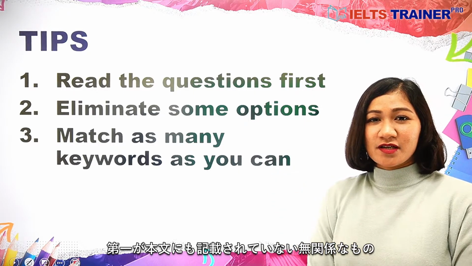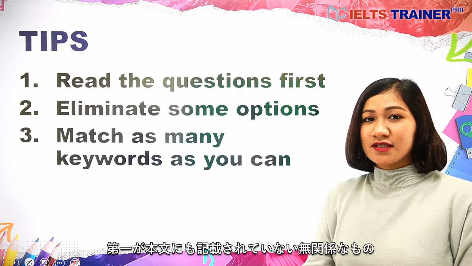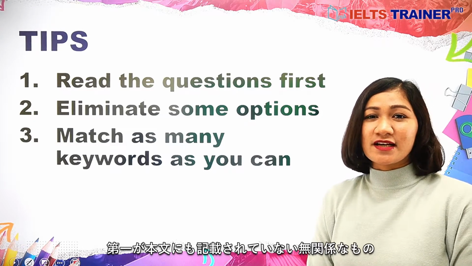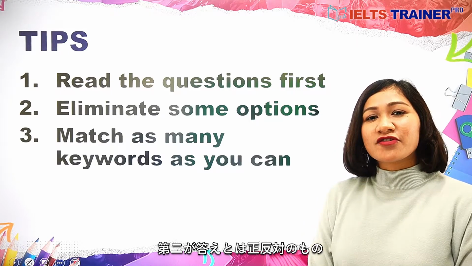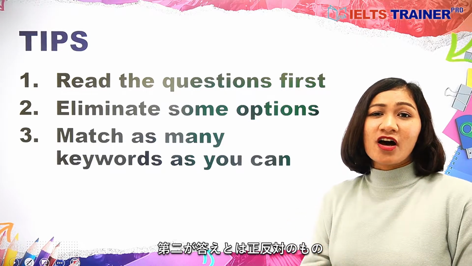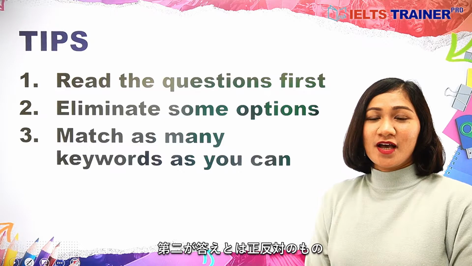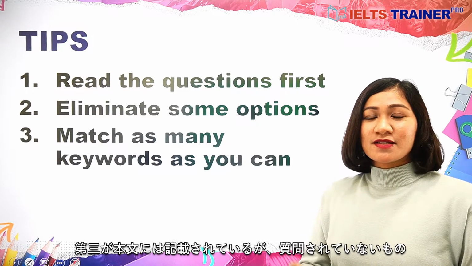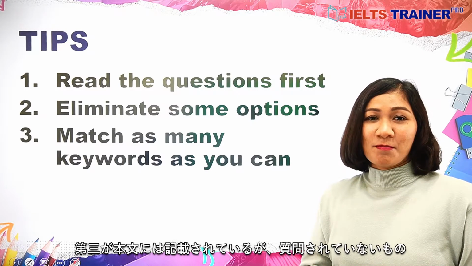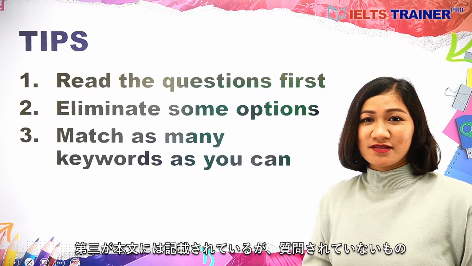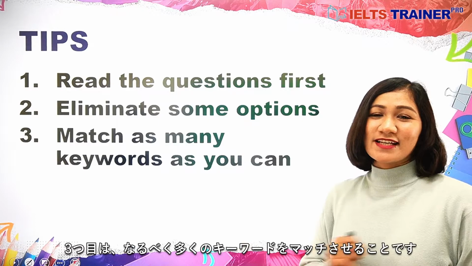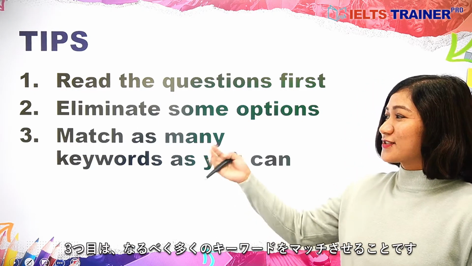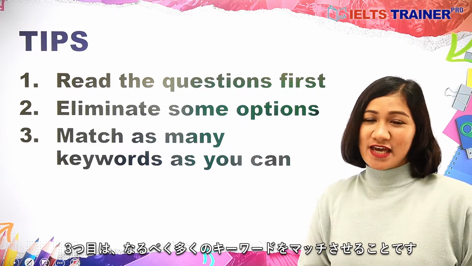The first option is something irrelevant and something which is not stated in the text. Option number 2 is information that is the complete opposite of what we're looking for. Option number 3 is something that is stated in the text but not what is being asked about. And the 4th option is the correct answer. The last tip we have for you today is to match as many keywords as you can.